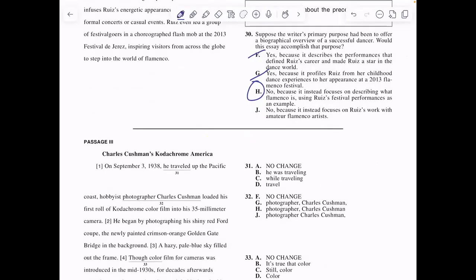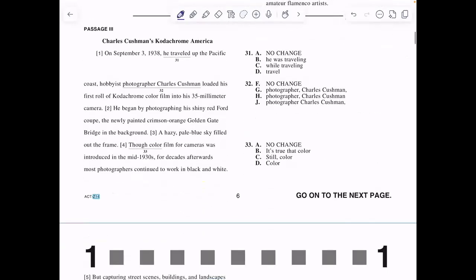Okay, 31. Charles Cushman's Kodachrome America. Not sure what this is about. On September 3rd, 1938, he traveled up the Pacific coast. Hobbyist photographer Charles Cushman loaded his first roll of Kodachrome color film into his 35mm camera. I would go C for 31 because we kind of start our subject here. This is our subject, hobbyist photographer Charles Cushman. Loaded is our verb, so everything before that is extra. So it is going to be C.